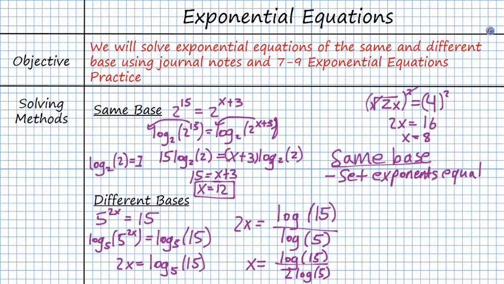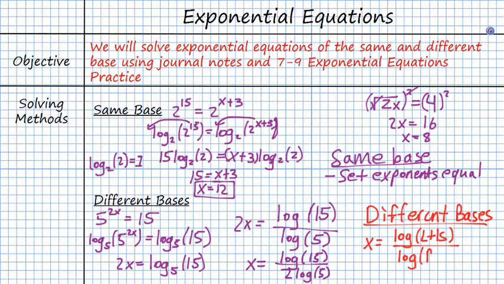So a shortcut we can talk about is that if we have different bases, then we can say that our x will be equal to the log of the left-hand side divided by the log of the right-hand side. And this one's a little bit less intuitive, so we're going to do a couple of practice problems with it. So let's go ahead and get started.